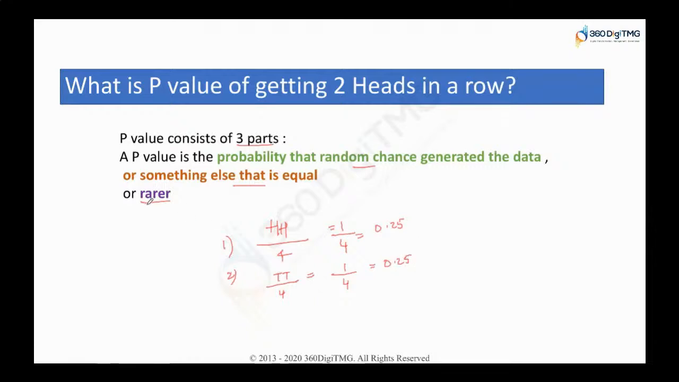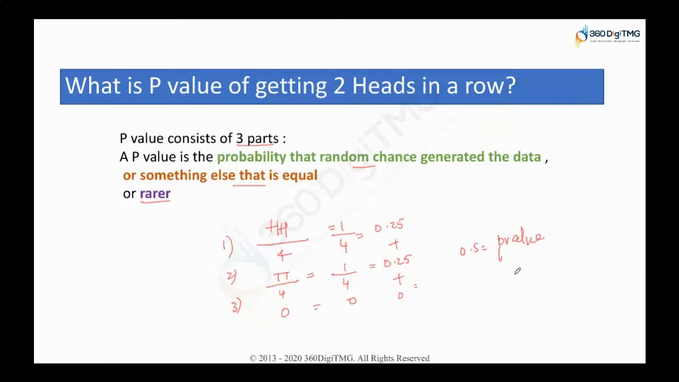Any rare cases here? Do you have any rarer cases here? You don't have any rare case here. So this third one will be equal to 0. So if you add up all these 3, what is the answer you got here? 0.5 will be your p-value, right?